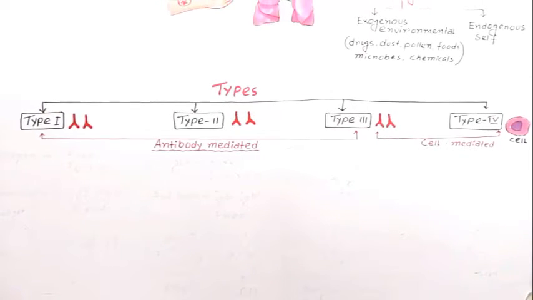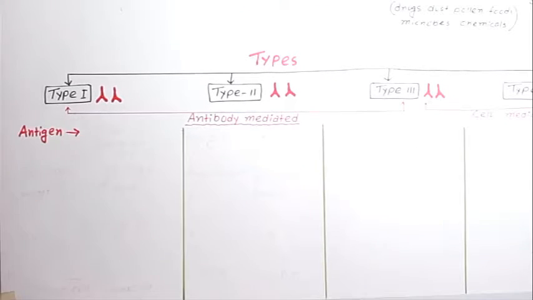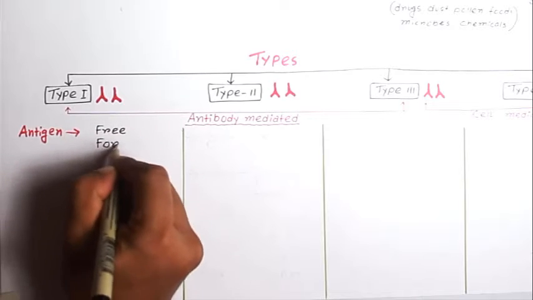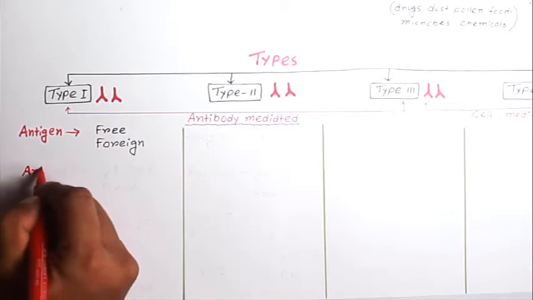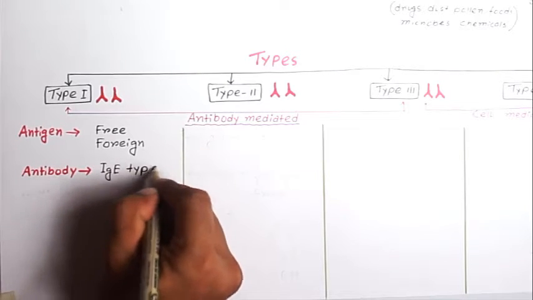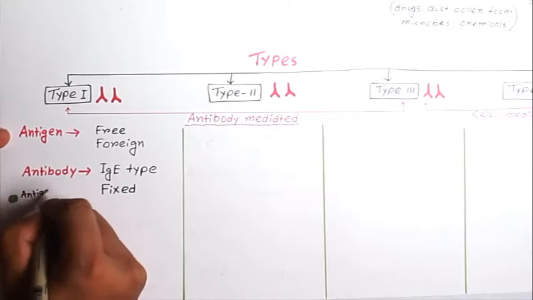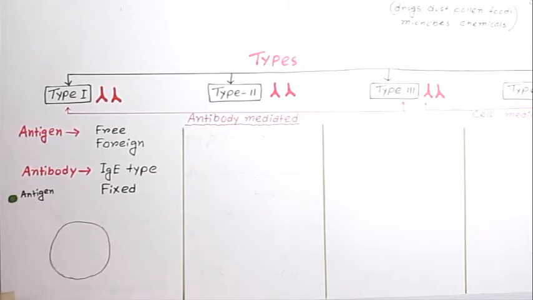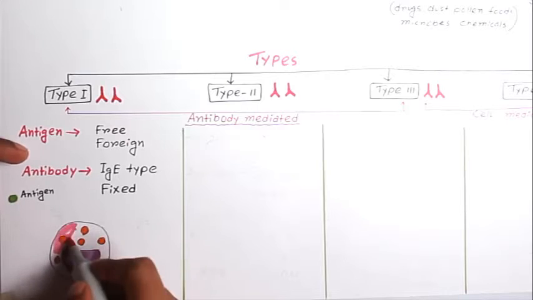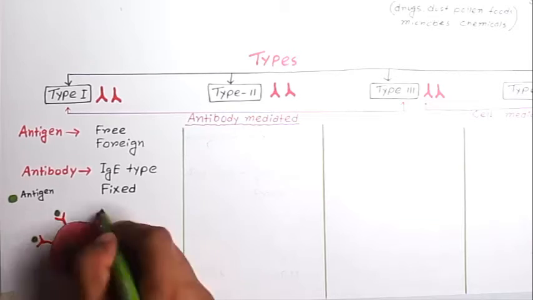Let's start with the type 1 hypersensitivity reaction. In type 1 hypersensitivity, the antigen is free antigen and also foreign antigen. The antibodies involved are always IgE type, and these antibodies are fixed on mast cells and basophils. As you know, mast cells are present in the connective tissue, especially around the perivascular area, and basophils are present in the general circulation. So in type 1 hypersensitivity, the antibody is fixed and the antigen is free.